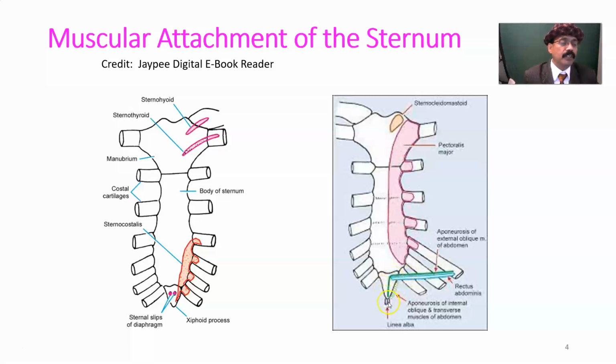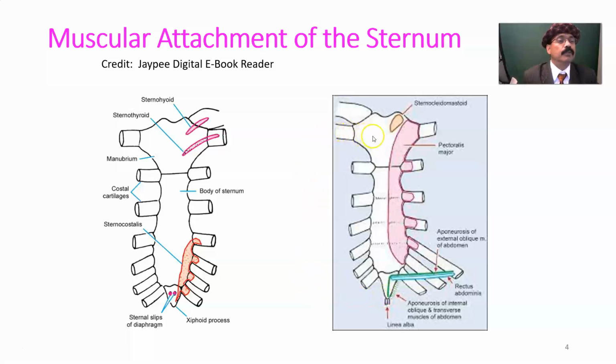And here is the linea alba, a fibrous band extending from the tip of the xiphoid process to the symphysis pubis. That is the linea alba that is present in between the two heads of the rectus abdominis muscle, extending from the xiphoid process to the symphysis pubis. It is a fibrous band. It has less blood supply.